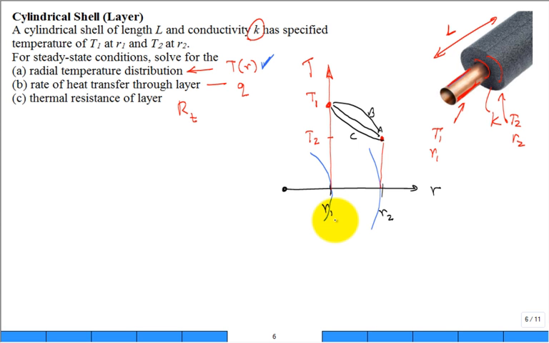r is always perpendicular. Yeah, this is going radially out from the center line. Everybody in? All right.